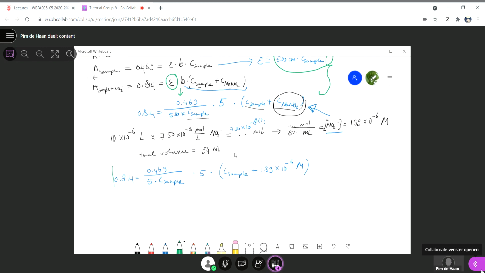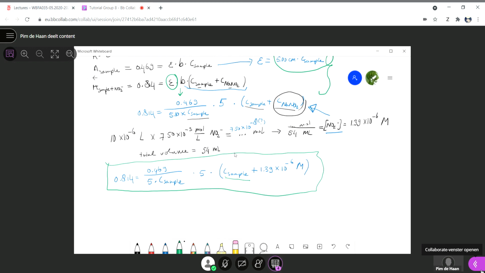Okay, this is a rectangle. Sorry. Okay, so here we have one equation with exactly one unknown. So this is something you can solve.